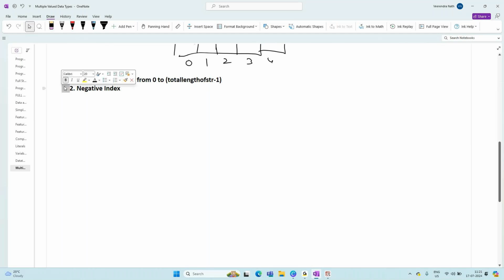So what about negative index? Negative index ranges from, tell me, total length is negative, right? So minus total length to what? To minus 1. Is this crystal clear? Yes or no?